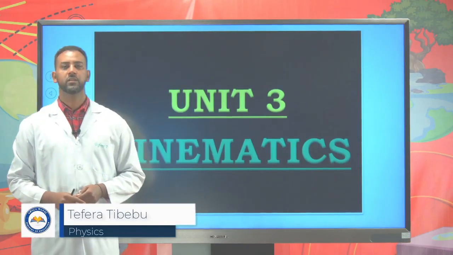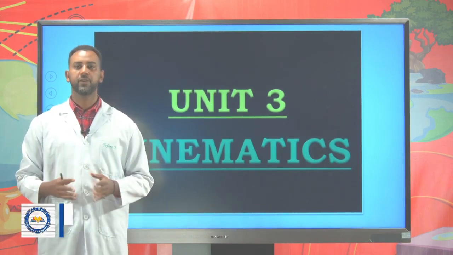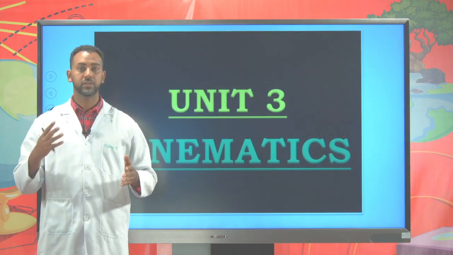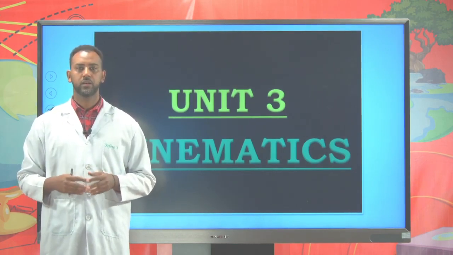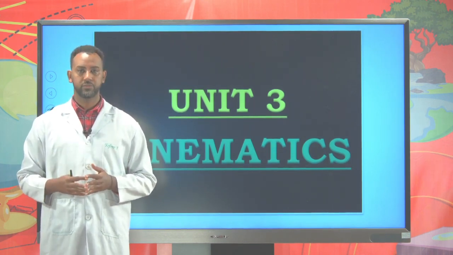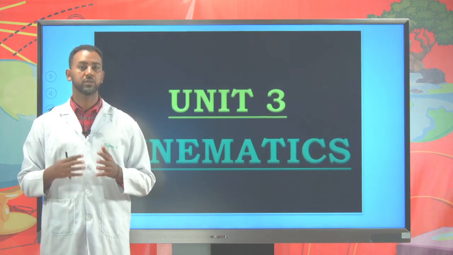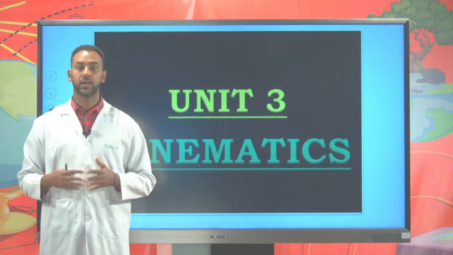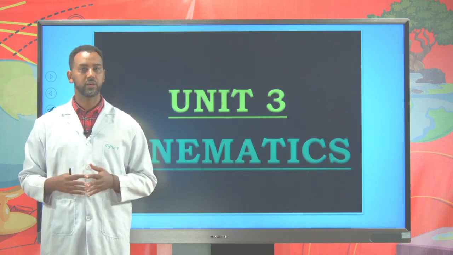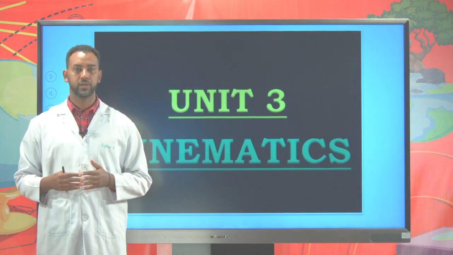Hello everyone. Previously we have tried to discuss vectors. We have defined what vectors are. We have also tried to see the different types of vectors. And lastly, we have also seen how to operate with vectors. We have seen that vectors can be added or subtracted using geometrical and analytical means. The other thing that we have seen is vector multiplication. We have seen the cross product and the dot product of vectors.